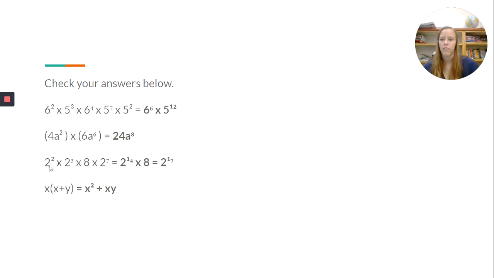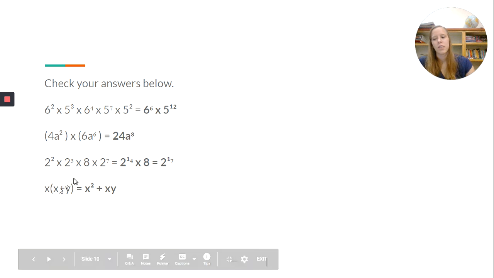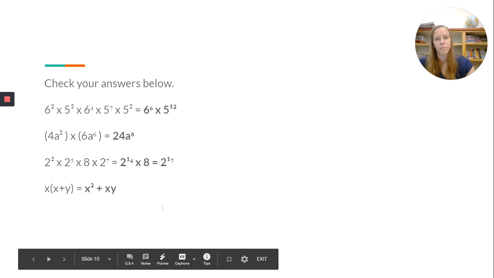Okay, down here we had two 2s and three 2s, but remember you can break down that 8. So we got 2 plus 5 is 7, plus 7 is 14, and then we broke down that 8. So that would be 2 to the 3rd, and got 2 to the 17th. Okay, and then the bottom one was what we just looked at on the previous example. So if we simplify it, like distribute it, we'd have x to the 2nd plus xy.